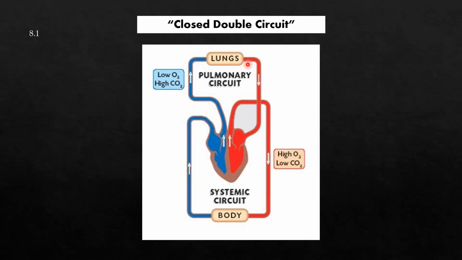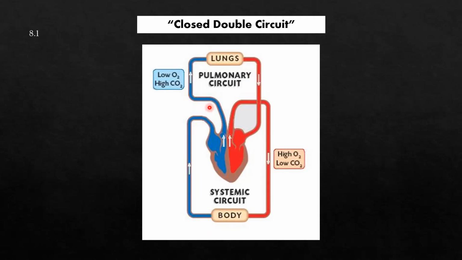Double means that there are two parallel circuits taking place, and in physics, being parallel is important because in parallel circuits the resistance is highly reduced, but the power being provided to each of the circuits will be very high and equal, no matter what happens. So the two circuits that are important to remember are the systemic and the pulmonary circuit.